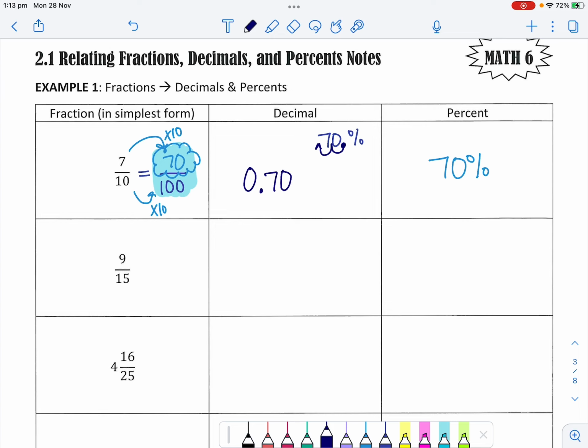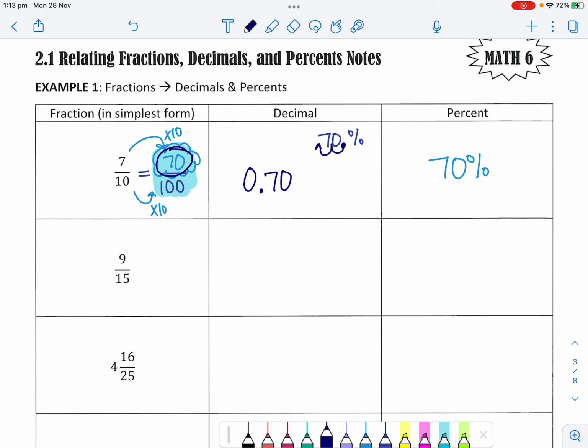And I can see through all 3 of my boxes in my chart here, 70 out of 100, 0.70, 70%, they all have those same values in them because they all represent the same number. And then I know that the value that I started with, because it is equal to 70 over 100, can be represented by those other 2 numbers.